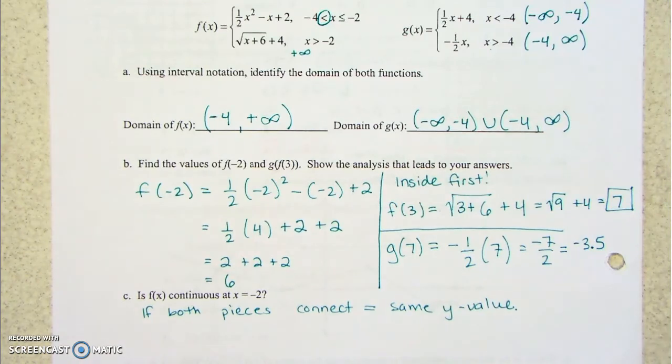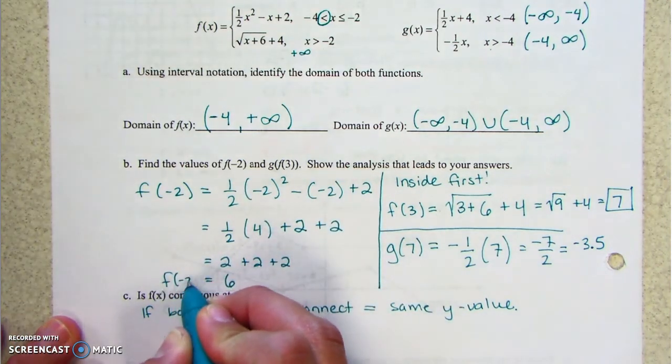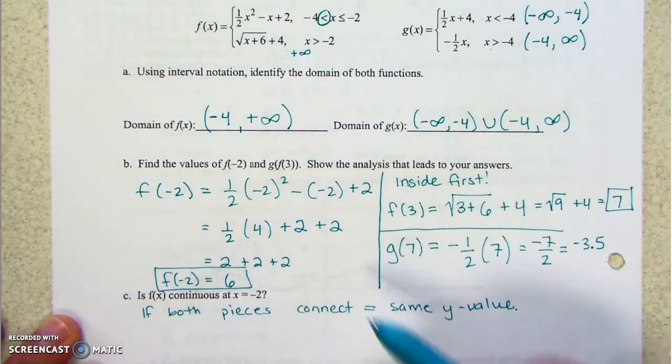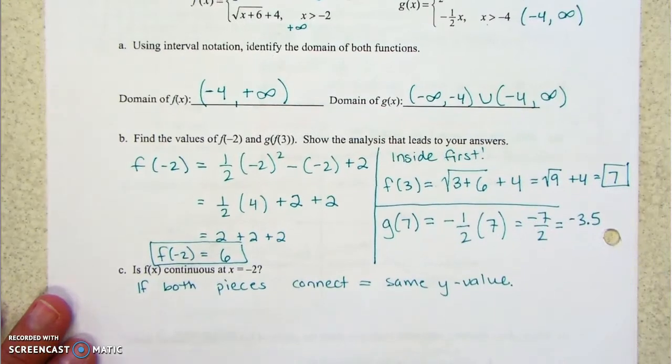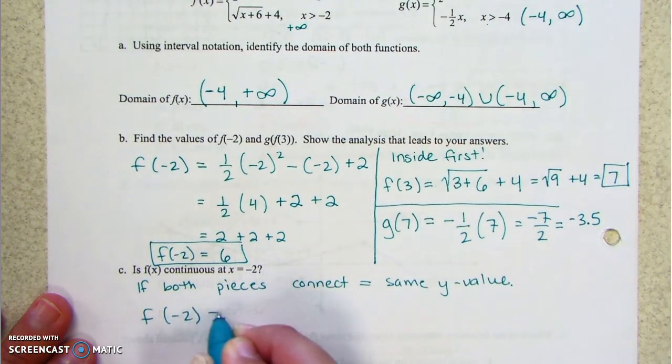Didn't we already plug in -2 into one of the pieces? Yeah, we already plugged it in and we got 6 when we plug it into the top piece. So we're going to plug it into the bottom piece. So f of -2.